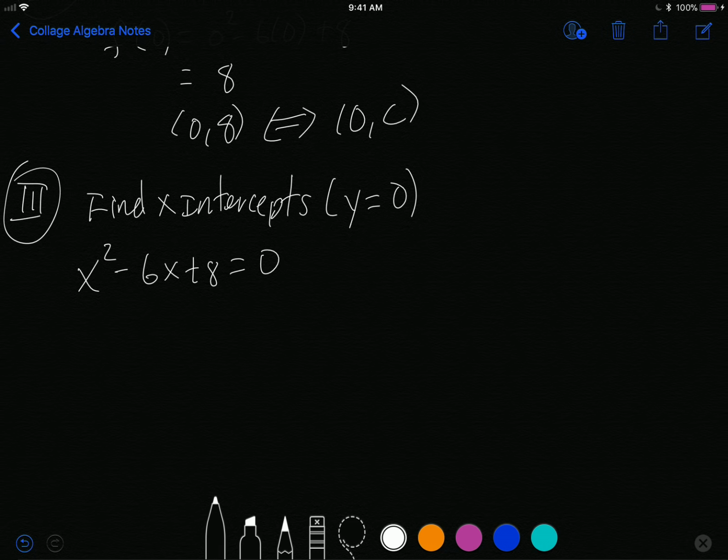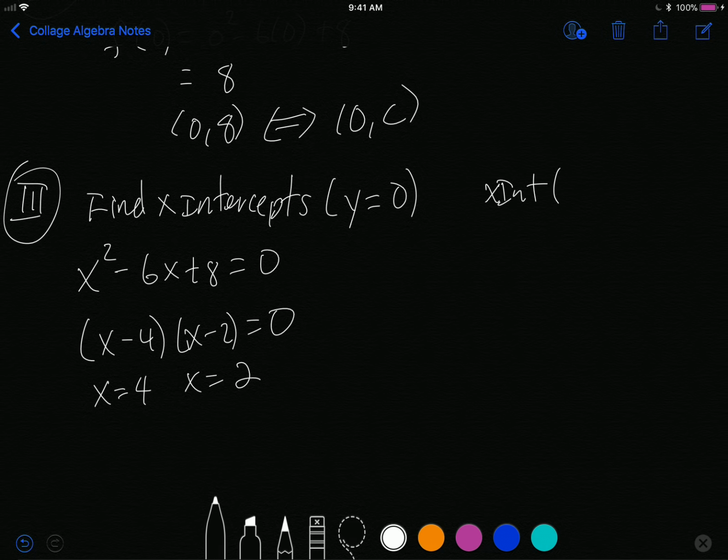Now you can solve this equation in one of several ways. You can complete the square, you can use the quadratic formula, you can factor. And so the rule is you always take the one that is fastest to get you to your answer. In this case, the fastest way will be to factor this equation. So after some trial and error, I got (x minus 4)(x minus 2) equals 0. And so therefore, x is equal to 4 and x is equal to 2. And so my x-intercepts are (4, 0) and (2, 0).